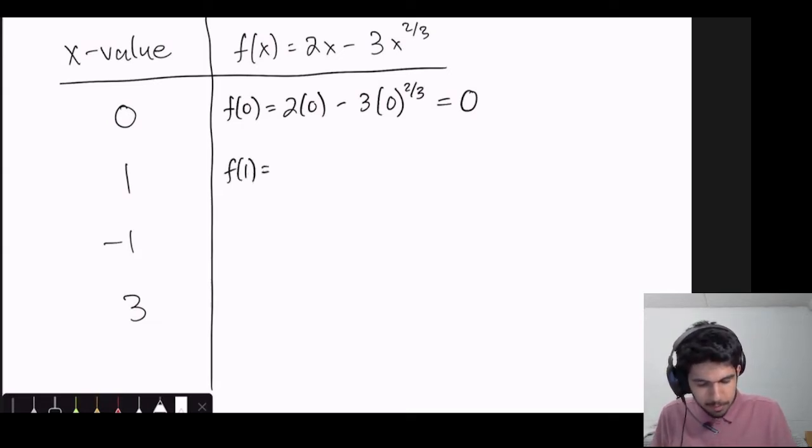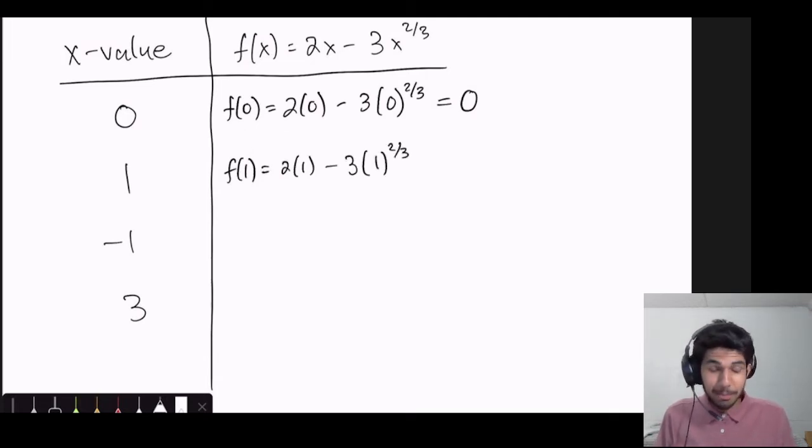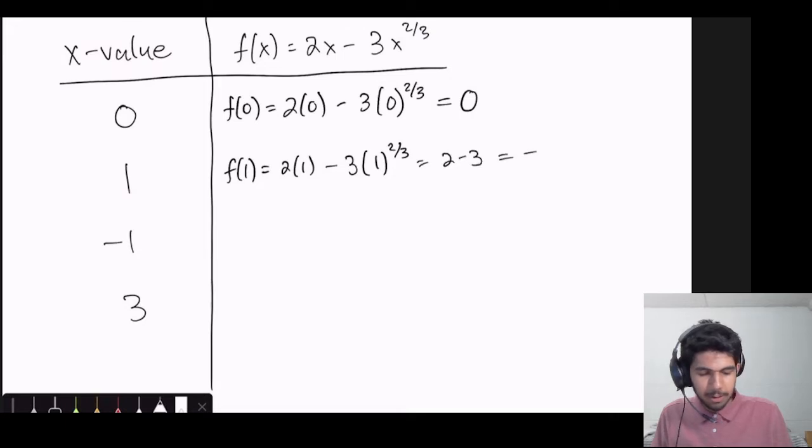f(1) is 2 times 1 minus 3 times 1 to the 2/3. 1 to any power is 1. Feeling pretty confident about that. So this is equal to 2 minus 3, which equals -1. Okay? Now we do f(-1).